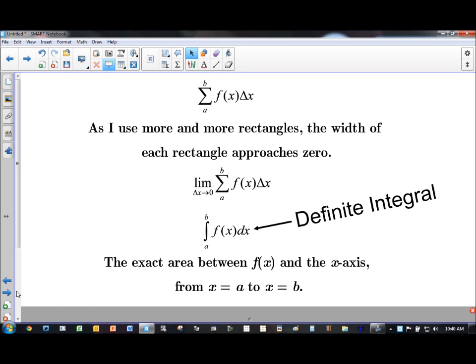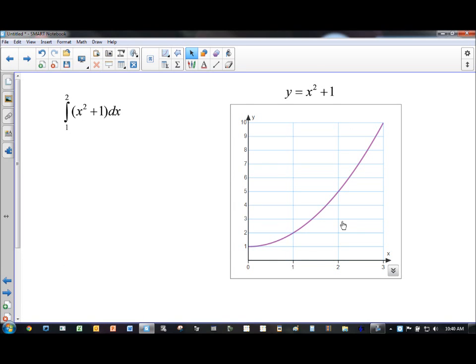That notation doesn't help me very much because I still can't do questions like this, where I've got a function y equals x squared plus 1, and I'm asked to figure out the area from x equals 1 to x equals 2. I would still have to use little itty-bitty rectangles to approximate the area from x equals 1 to x equals 2, because I don't know how to calculate the area from that curve to the x-axis. Okay, so I would still have to use rectangles.